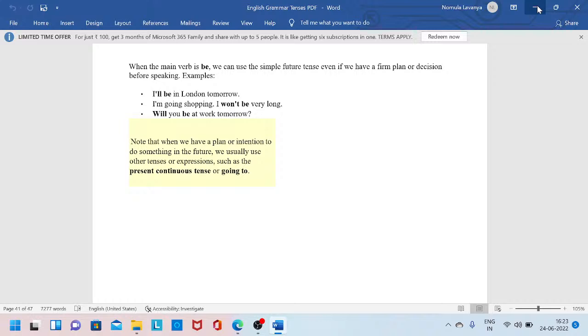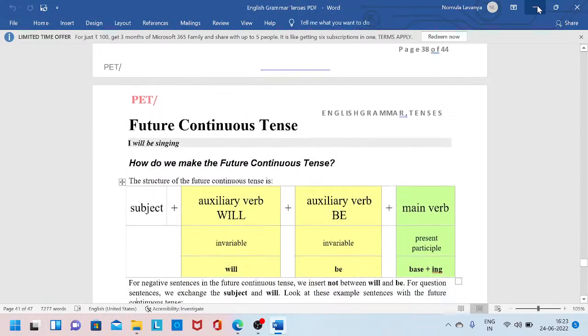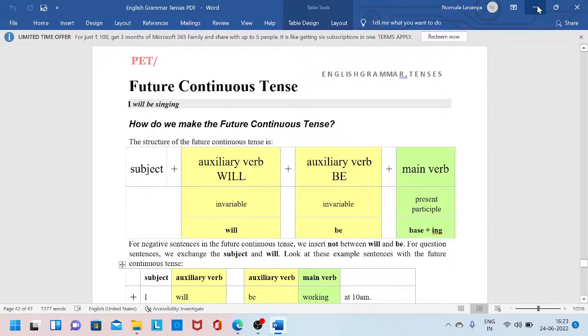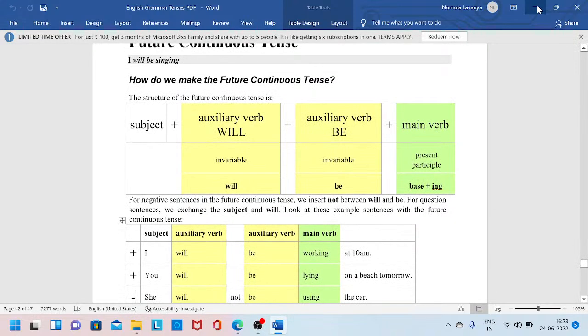Okay. So we have a note here that when we have a plan or intention to do something in the future, we usually use other tenses or expressions such as the present continuous tense or going to be. Okay, so this is what about this future tense. And future continuous tense, like I will be singing. And we have a structure for this: subject plus auxiliary verb plus auxiliary verb. So here the auxiliary verbs for the future tense are will and also be. Will and be are the future tenses. Main verb, that would be like having information.